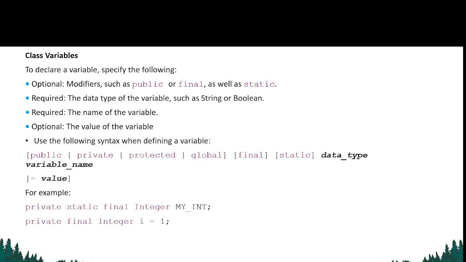So this is the syntax for defining any variable. The access modifier is public, private, protected, or global. Then final is the keyword, then static, then data type, and then the variable name, and if you want to assign any value, then equals value. For example: private static final Integer myInt. Then private final Integer i is assigned the value 1.